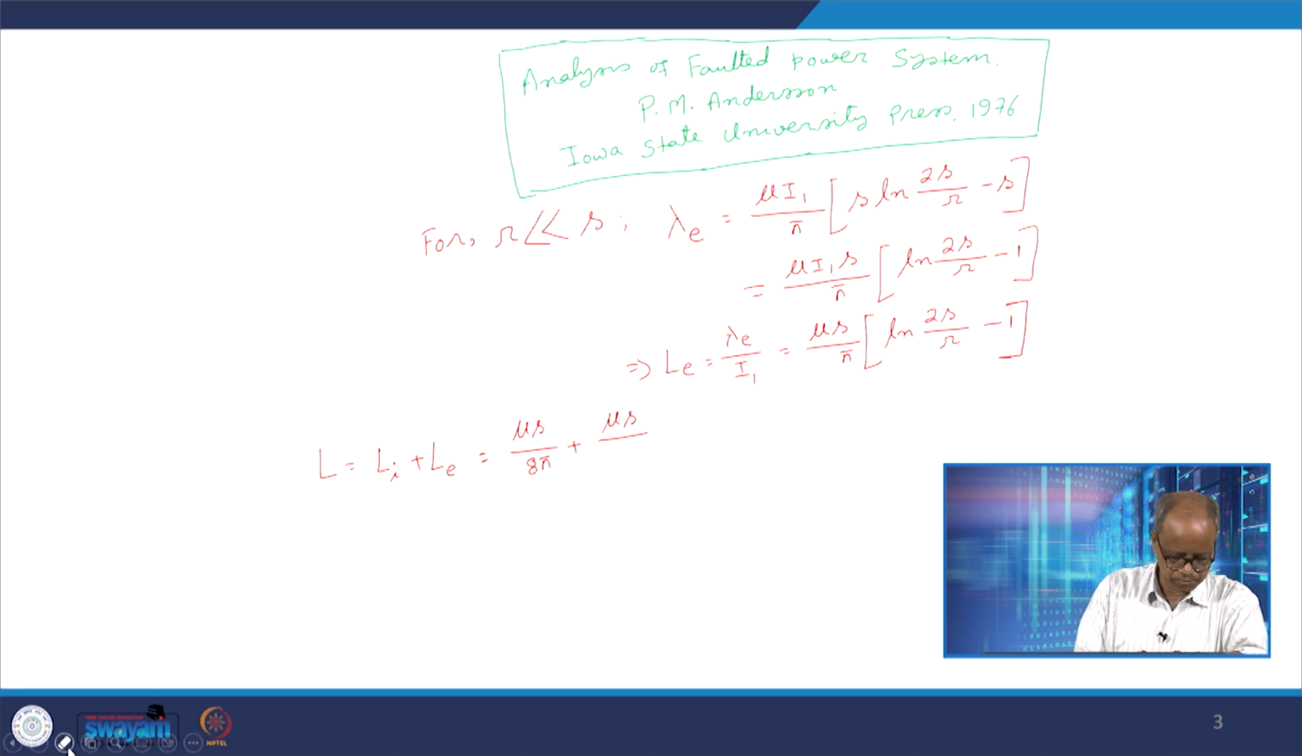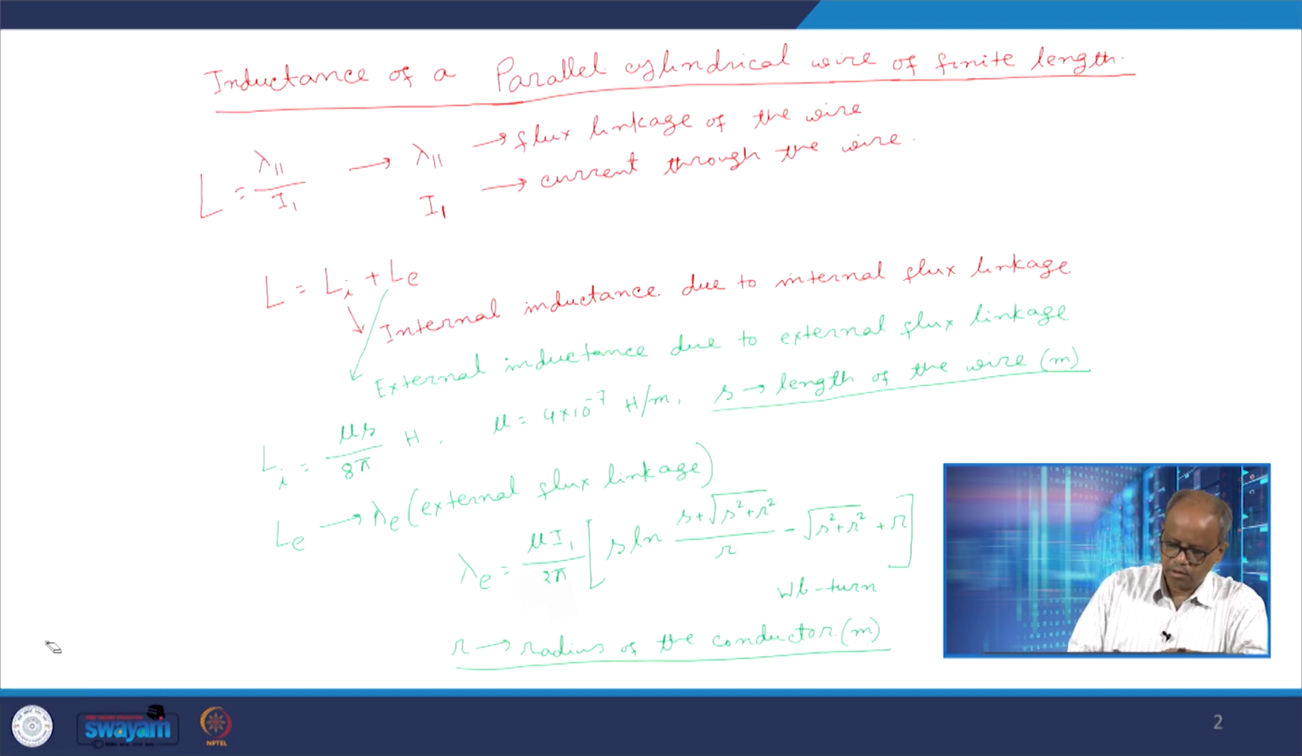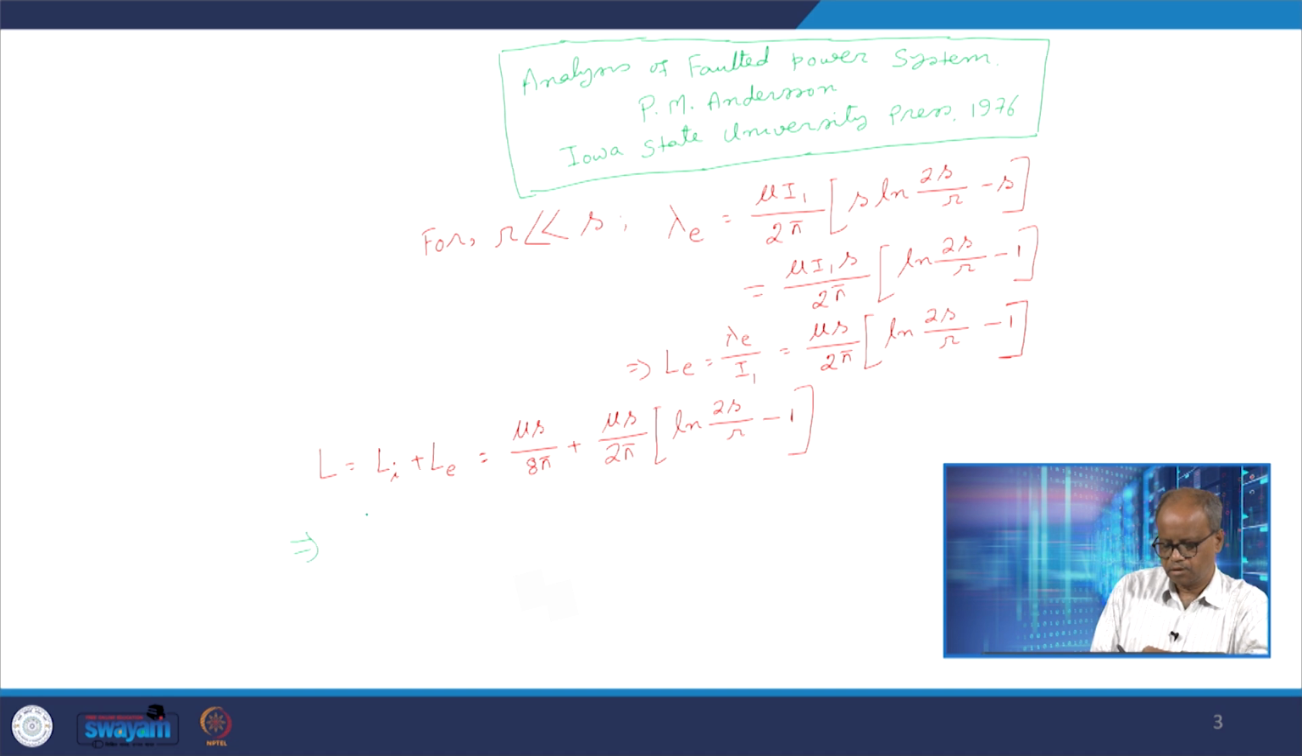This is not 8, sorry. So, this is actually 2, 2, 2. So, it is 2 pi into log, right. Here is also another writing mistake, this is 4 pi. So, then therefore, inductance per length is equal to mu by 8 pi plus mu by 2 pi L twice pi r minus 1.